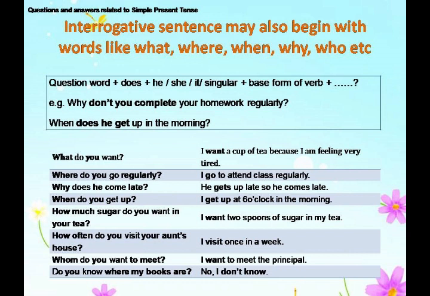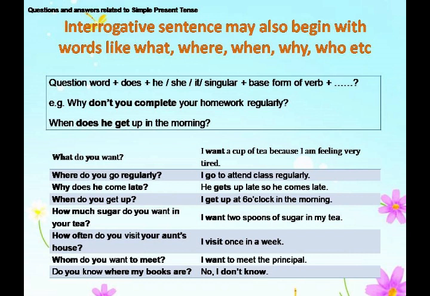In other words, an interrogative sentence may also begin with words like what, where, when, why. In that case, you can't expect the answer in the form of yes or no. You have to write full sentences. You can see the rule: question word plus does, plus he, she, it singular, plus the base form of the verb, only the base form of the verb.